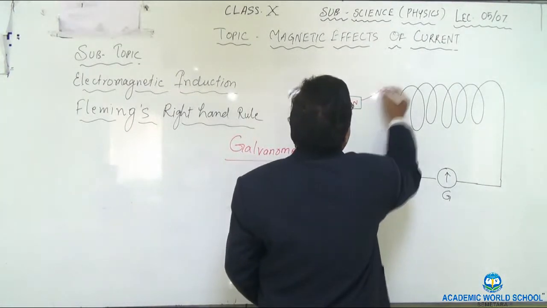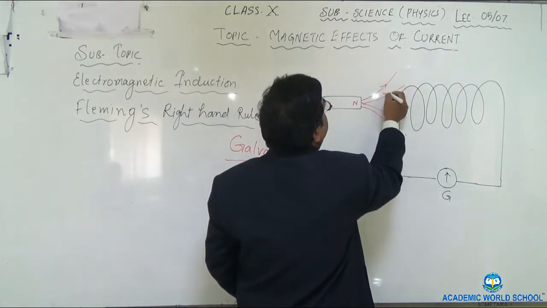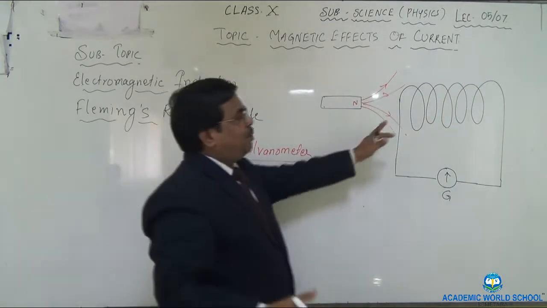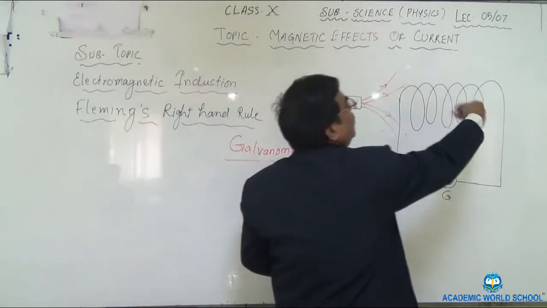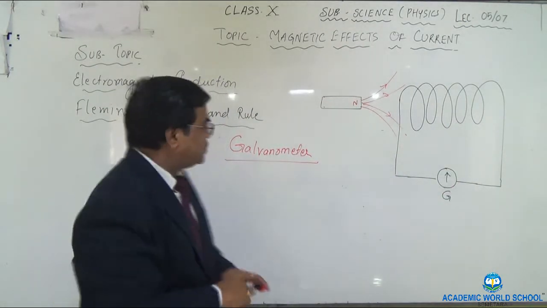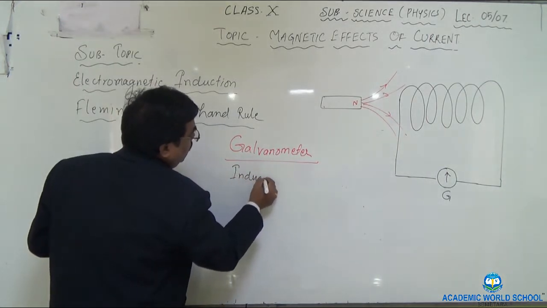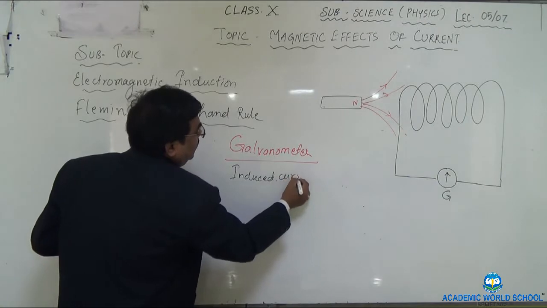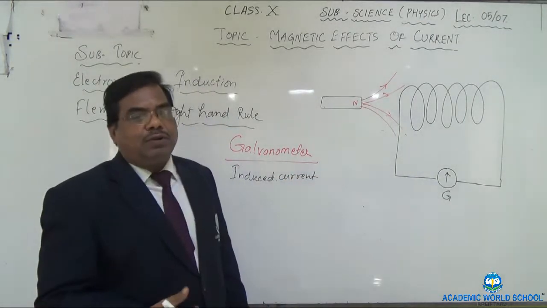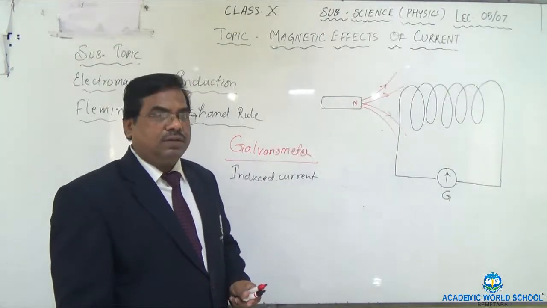Now you know the North Pole will have this kind of magnetic lines of force. So when the magnetic lines are intercepted by this coil, an electric current is produced in it. That current is called induced current. What is induced current? A current which is produced due to electromagnetic induction is called induced current.